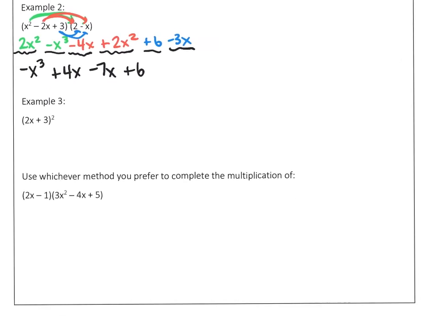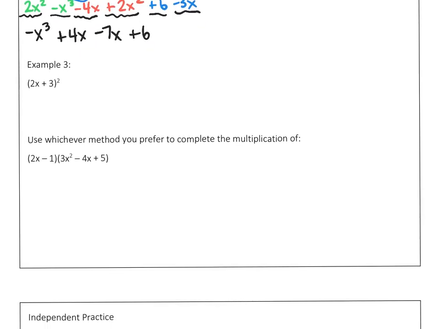Okay, another example, 2x plus 3 squared. So you have to watch this because what this actually means is 2x plus 3 times 2x plus 3. Remember that squaring something means multiplying it by itself. So you have to make sure you write that out, otherwise you'll probably make an error.